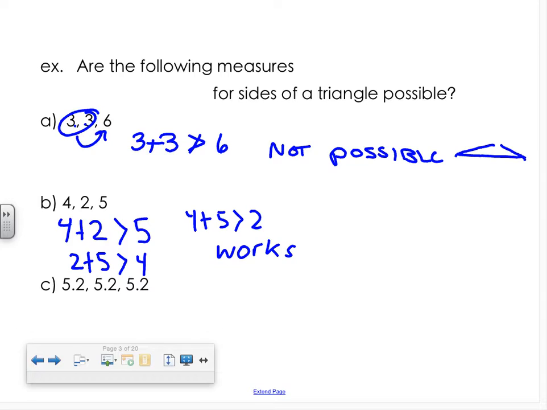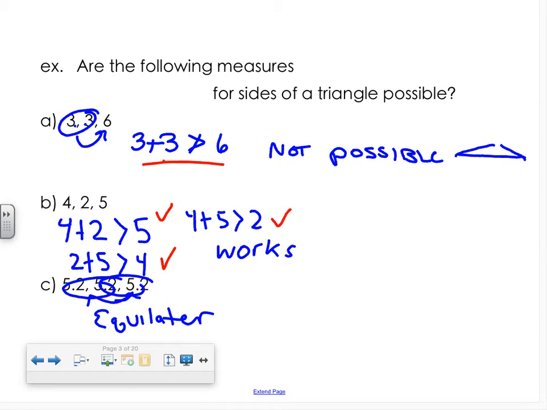For C, this is going to work also because if you add these two together, it's greater than 5.2, and any combination you do, it will work. And we actually know what type of triangle this is. This is equilateral. So that's okay. Just notice how you justify. You have to add up two sides and see whether it's greater than the third, and you have to show either every combination, all 3, or just show one that contradicts it and makes it not possible. Okay, so I'm going to have you try one now. And Edpuzzle will ask you a question to enter.